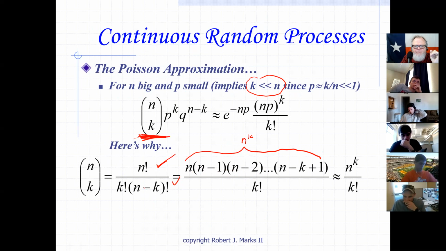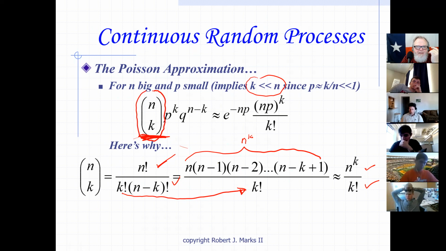Also, we can make the approximation that, first of all, we can bring this n to the k forward, or this k factorial forward. And then this is the result that we get. That's about equal to n to the k over k factorial. So it turns out this is about equal to n to the k over k factorial.